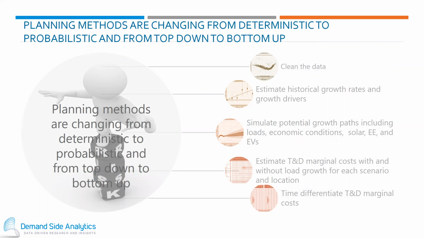There are several steps that we're going to walk through in the model itself, which range from cleaning the data, which is most likely the most critical component, since if you put in bad data, there's a good chance you're going to be mixing up bad data with growth or load declines. So that's actually one of the more core aspects of the model that we share with you. Then we look at estimating historical growth rates and growth drivers, so you can get an estimate of the local growth and the variability in that growth. And we then simulate the potential growth paths, including, and ideally we'll look at, pathways for solar penetration, energy efficiency, and other things that are uncertain that are going to affect the loads overall. And then we look at estimating the deferral potential and the T&D marginal cost with and without load growth for each scenario and location. So those are really the key steps.